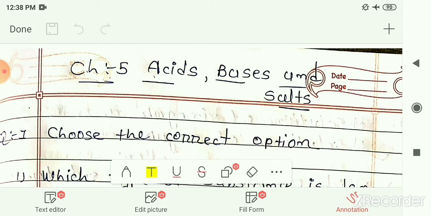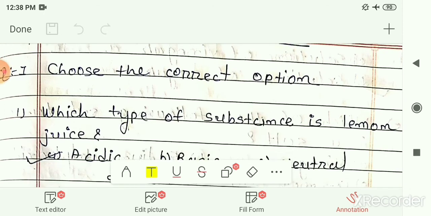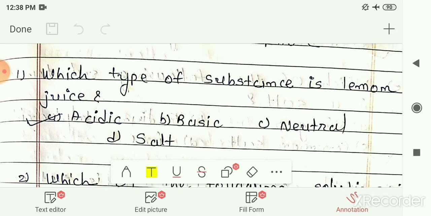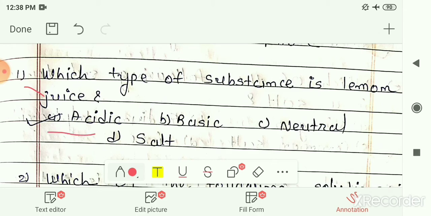So now let me start some extra exercise for this chapter. In that, the first question is choose the correct option. In that first one, which type of substance is lemon juice? Lemon juice is the example of blank. The options are acidic, basic, neutral and salt. Here, in the examples of acidic substances, we had seen that lemon juice is an example of acid. So here your answer is option A, acidic.